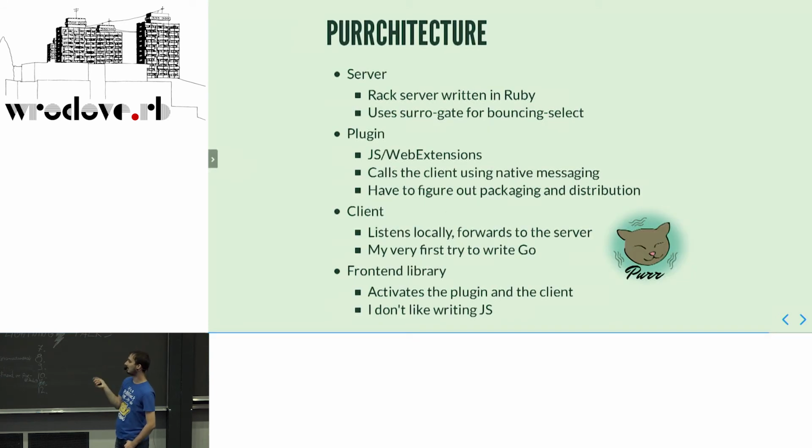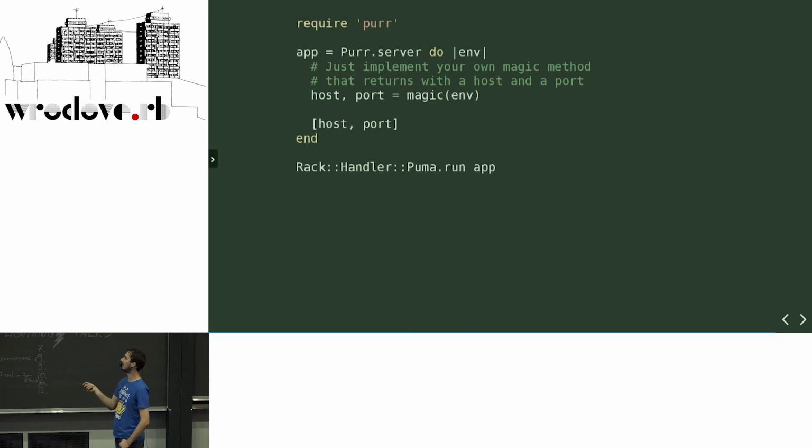So I came up with this architecture with the server. I described the browser plugin and the client, which are communicating with each other, and the missing front-end library because I don't like writing JavaScript. It kind of works. I can show you the server part. It's really similar to Rack. You just pass a block where you need to write your own magic function that gives you a host and a port, and run with Puma. Basically, this is how you get to the other endpoint, nothing more.